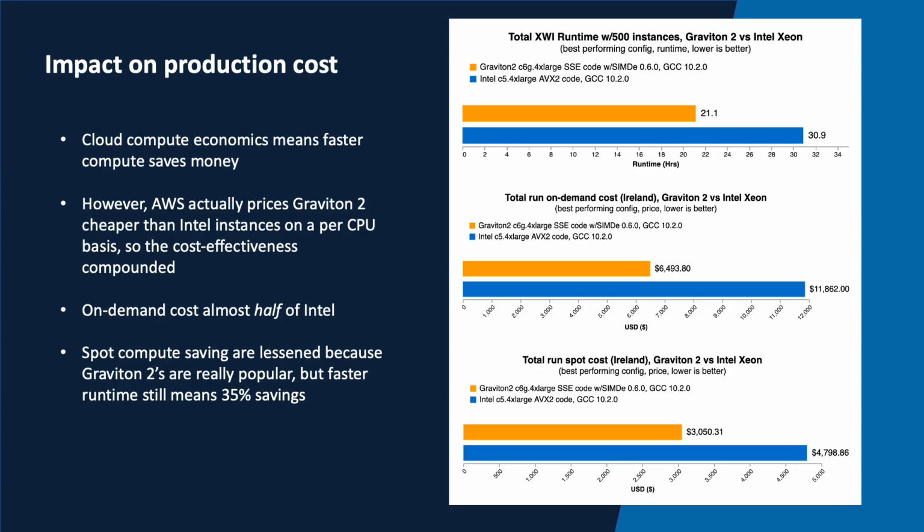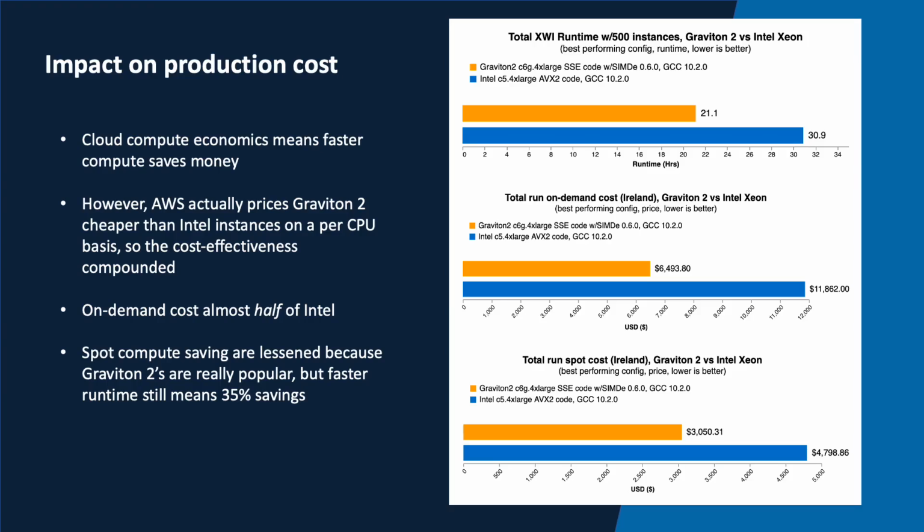And actually, what AWS has done is it prices Graviton2 vCPUs, on a vCPU basis, cheaper than Intel. Okay, so it's already faster, and also per core, per vCPU, sorry, it's even cheaper. So that cost effectiveness just sort of compounds, right?